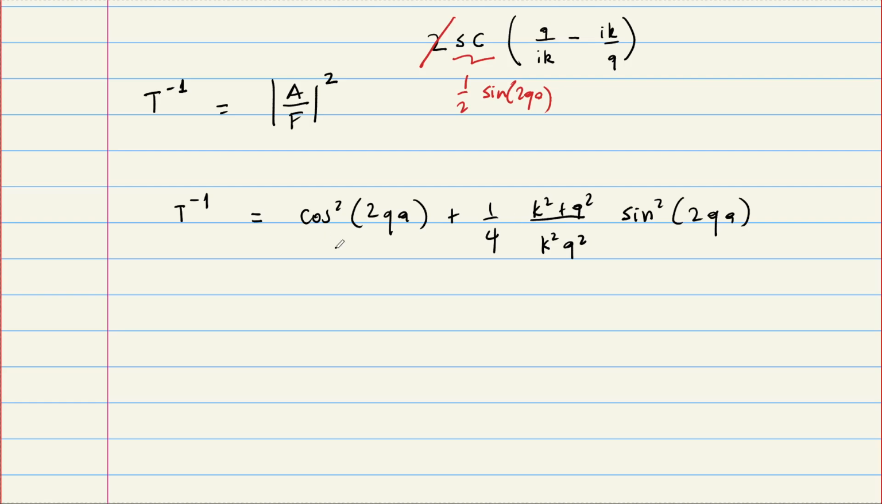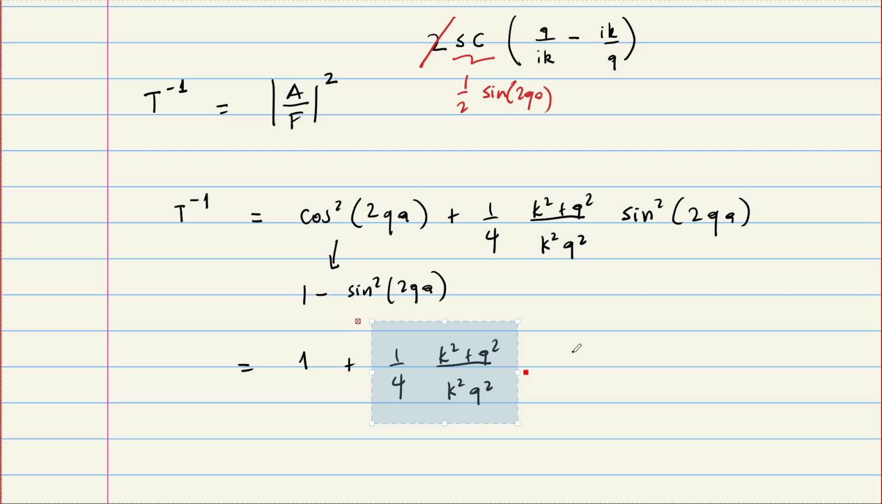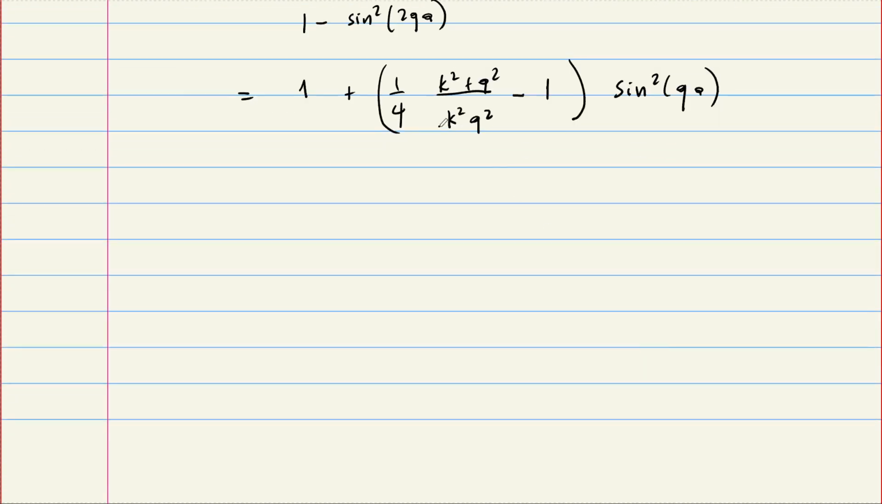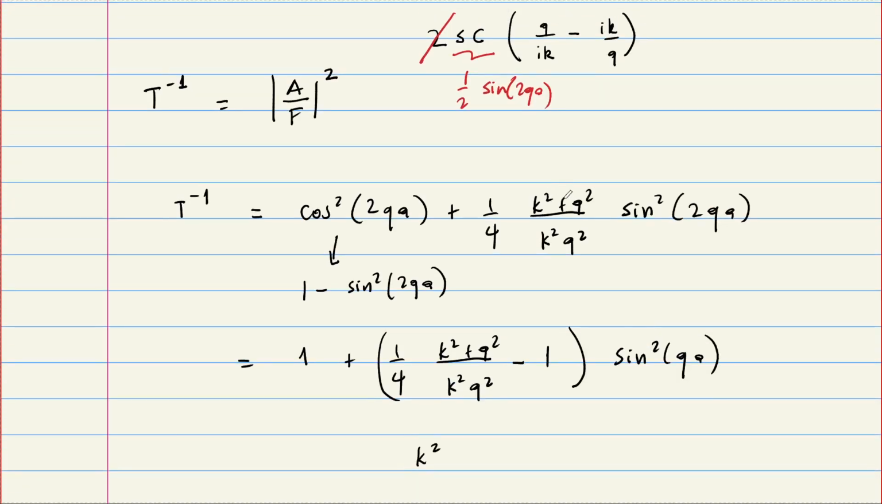What I want to do is, okay, let me do one more hit. So this is 1 minus sine squared 2QA. Now I can combine this one, right? This is 1 plus this thing plus, so this thing minus 1 sine squared QA. Now I have one less sine, and this thing, right, I can write like this is k squared. Oh, by the way, I think I forgot to take the square of this thing.